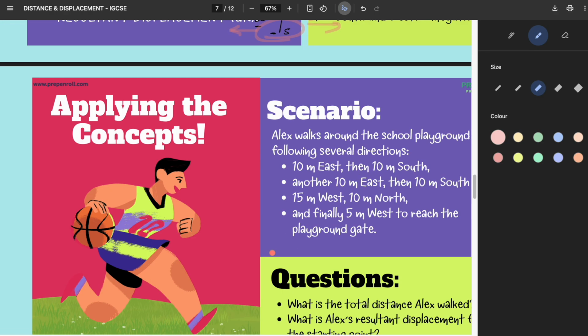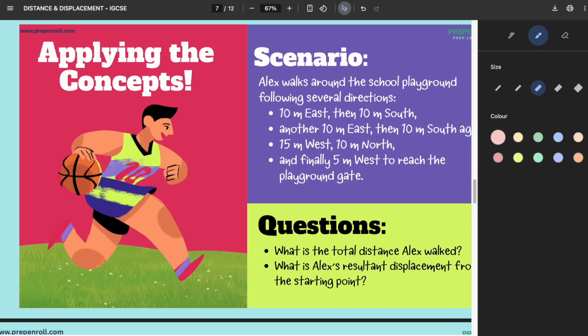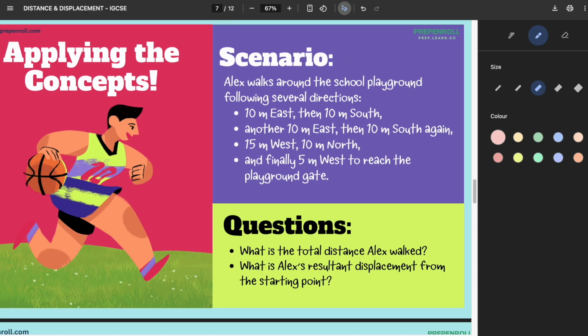So after understanding this, let's move towards this question. What does this question say? What is the total distance Alex walked? Alex walks around the school playground following different directions: 10 meter east, then 10 meter south. So first of all, I need 10 meter east, correct? Then 10 meter south.